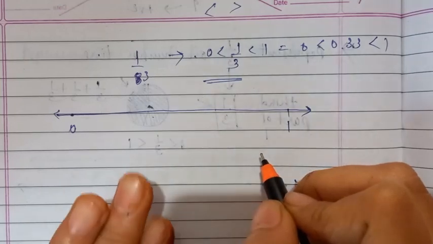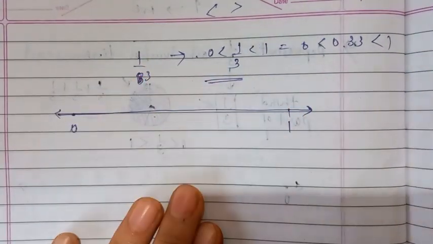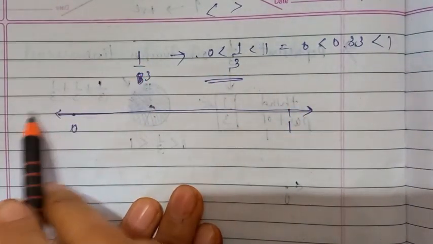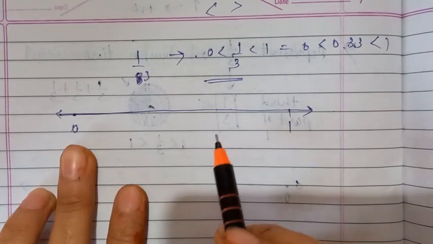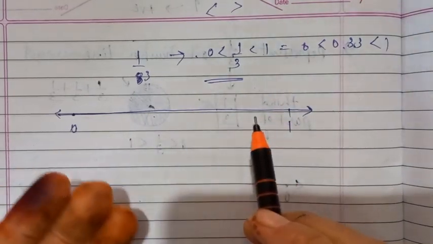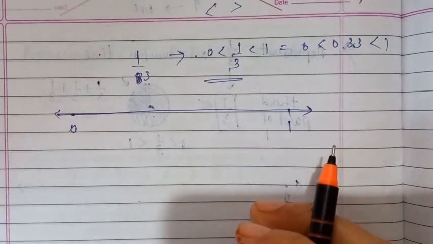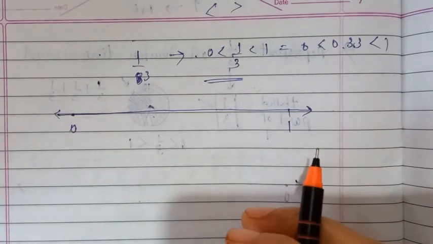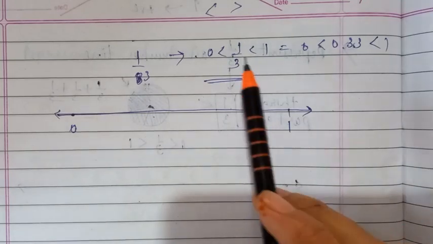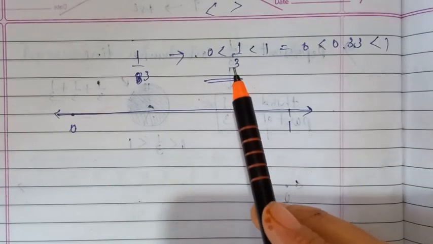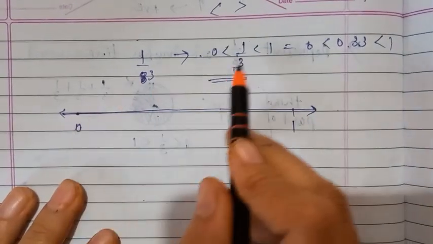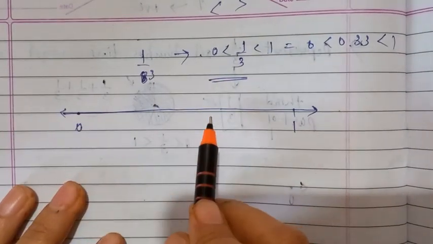Now, this is the 1/3 part. So first make a straight line, check whether our rational number is greater than 0 and less than 1, or less than something. So write those numbers.